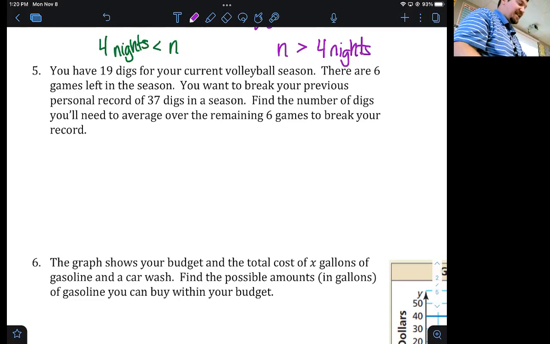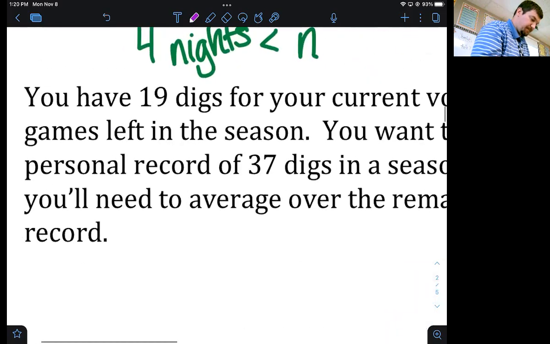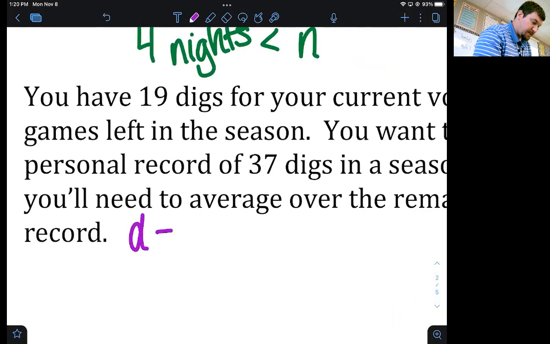You have got 19 digs in your current volleyball season. There's 6 games left in the season. You want to break your previous personal record of 37 digs in a season. Find the number of digs you'll need to average over the remaining 6 games to break your record. So we're finding the number of digs. Let's use D. D is number of digs.